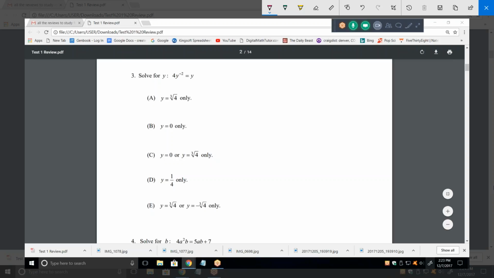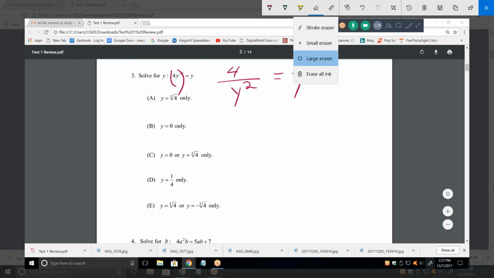It'd be 1 over 4y squared. The 4 is in the numerator. It's not in the denominator. In other words, the negative 2 does not apply to the 4. It only applies to the y. See the difference? In other words, I didn't have parentheses there. If I'd have had parentheses, then the negative 2 would have applied to the 4, and it would have ended up in the denominator also. But without parentheses, the 4 is in the numerator.